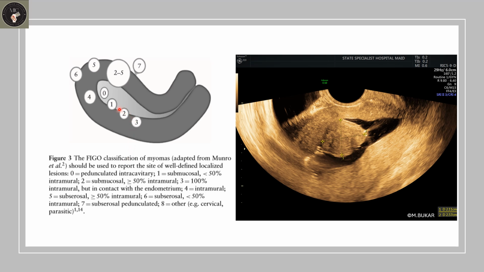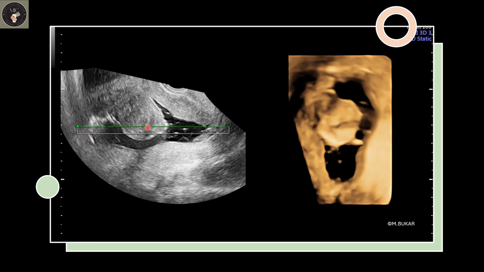Now, this figure shows the classification of myomas. Where does this one fit in? Type 1: submucous, less than 50% intramural. This is submucous, less than 50% intramural. Of course, if you have facilities for 3D, you can see beautifully the outline of the lesion in relationship to the myometrium and in relationship to the endometrial cavity.